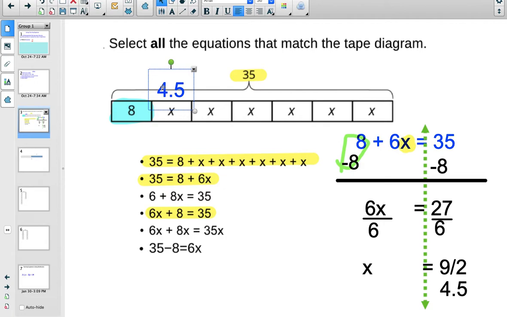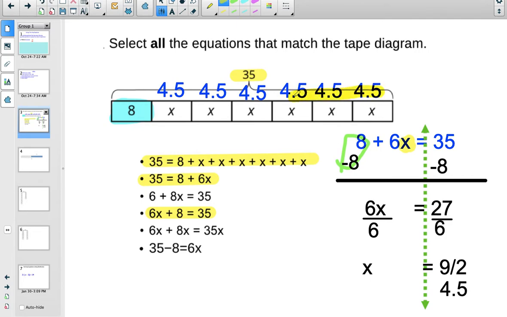Count with me. We have 4.5 plus another 4.5. That would be 9, right? And then if I did another set of those, I went from 9 to 18. So we have 18 here. And then if I did another set of those, because you know, let me group these together. So this is 9, 18, 27. So this right here highlighted in yellow all equals 27. 27 plus 8 is going to be 35. So it does work.